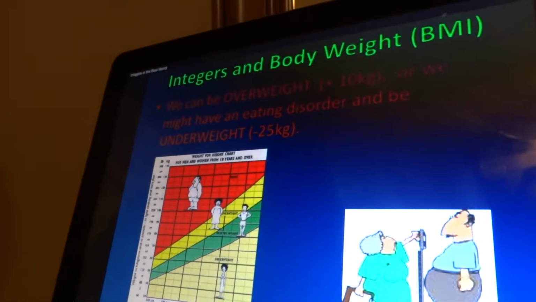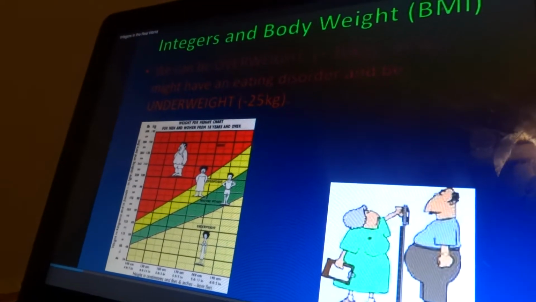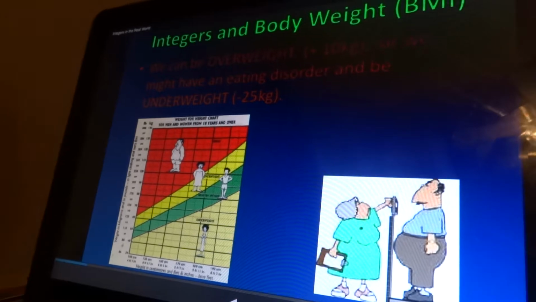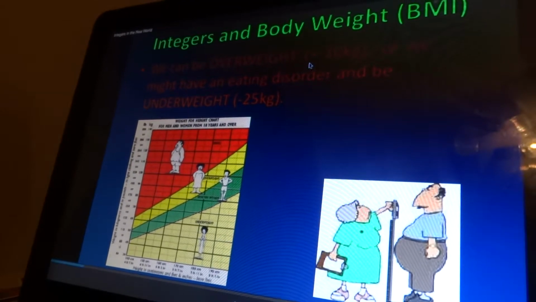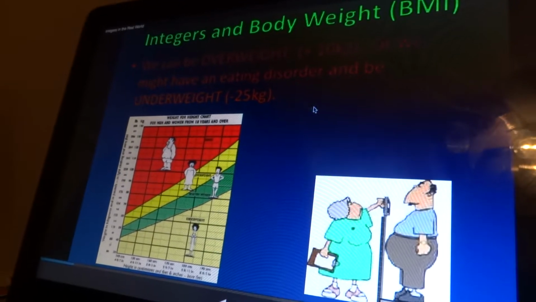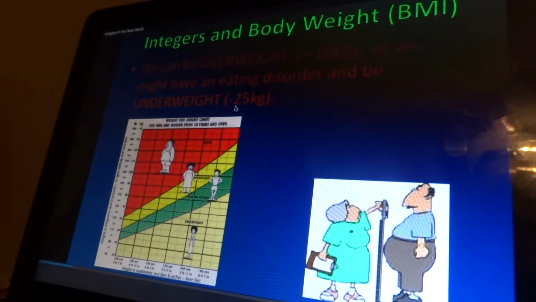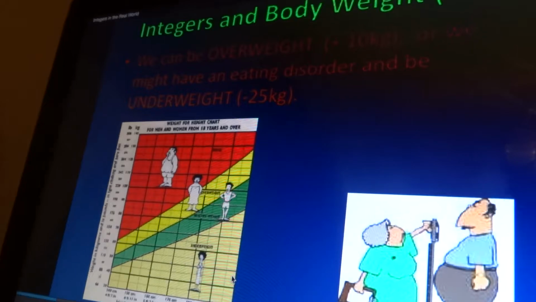Now integers are also related to your body weight, which you call BMI. We can be overweight, like plus 10 kg represented by a positive symbol, or we might have an eating disorder and be underweight. So underweight we represent by negative, like here they have represented by negative 25 kilograms.